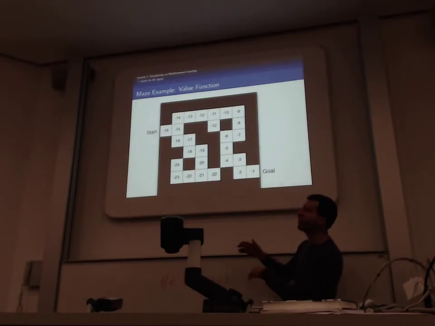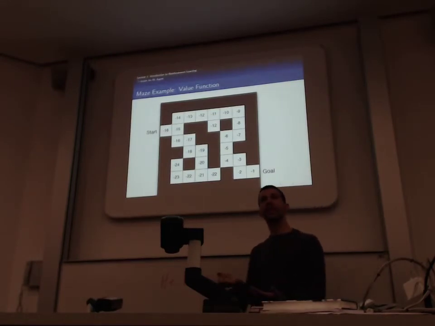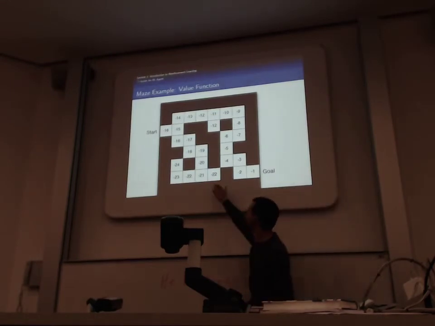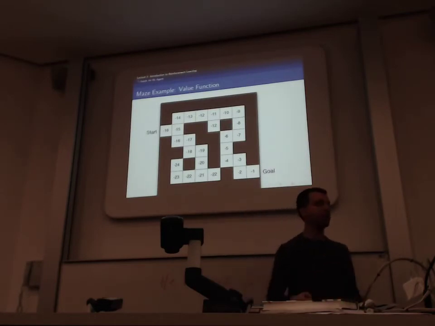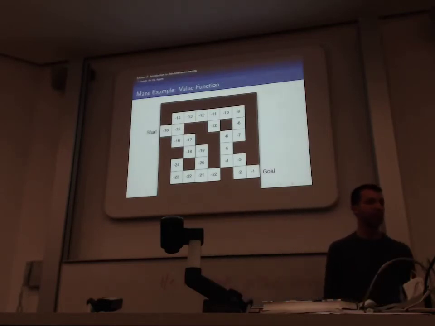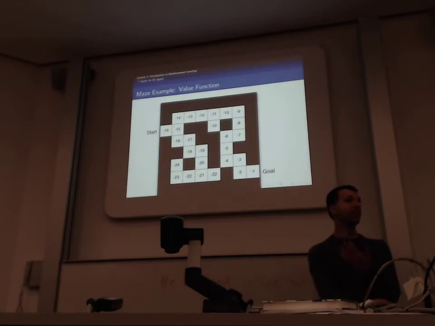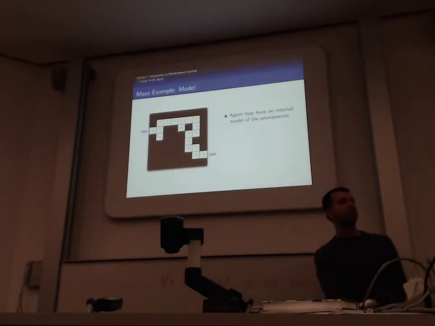And again, this is something which maps every single state to a value, even the states which aren't on the optimal route to the goal. So this is a value function. This is a simple example of a value function. Well, what about the model? What does the model look like?